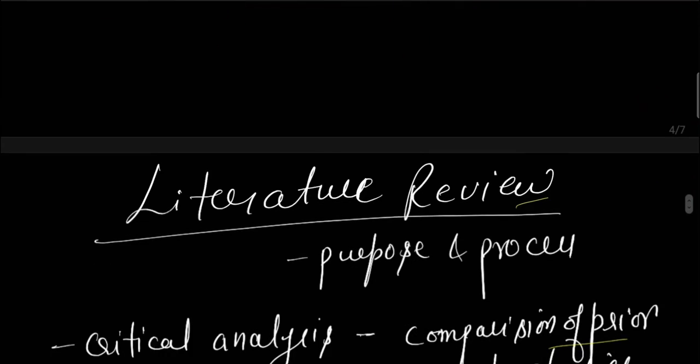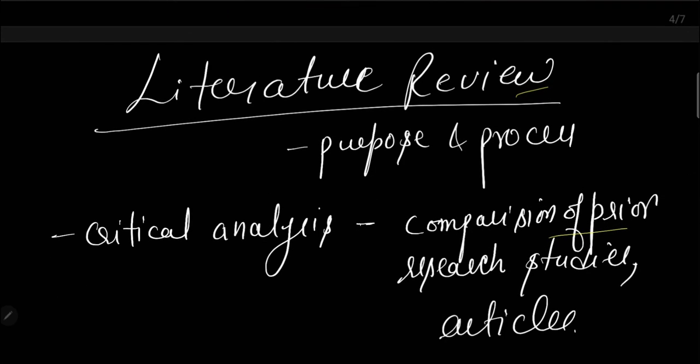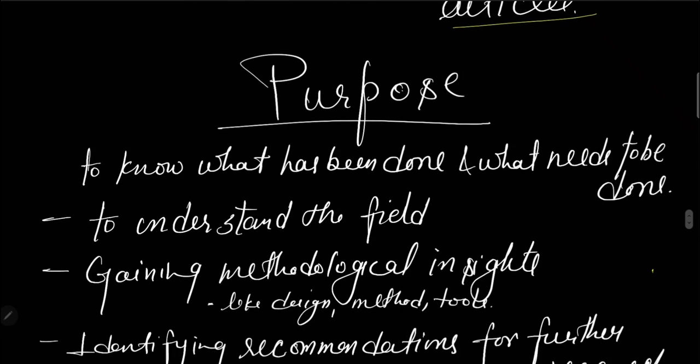Next, we'll move to literature review. Literature review simply means we are reviewing the literature which is already present, either in the handwritten form, printed journals, or on the websites, online we can say. So literature review is simply a critical analysis, comparison of prior data, meaning the previous data which is presented in research studies or articles. So what's the purpose of it? Why do we do that?